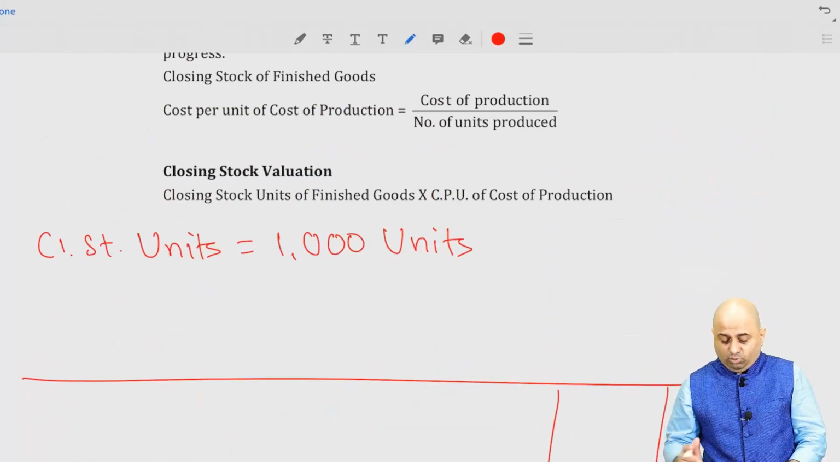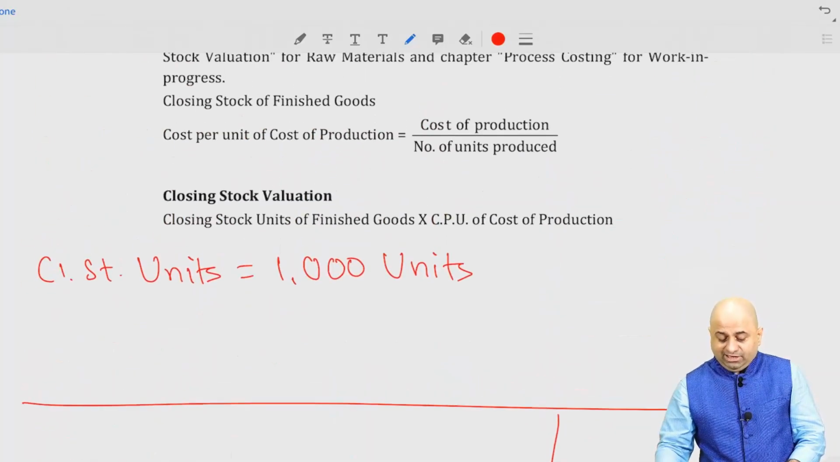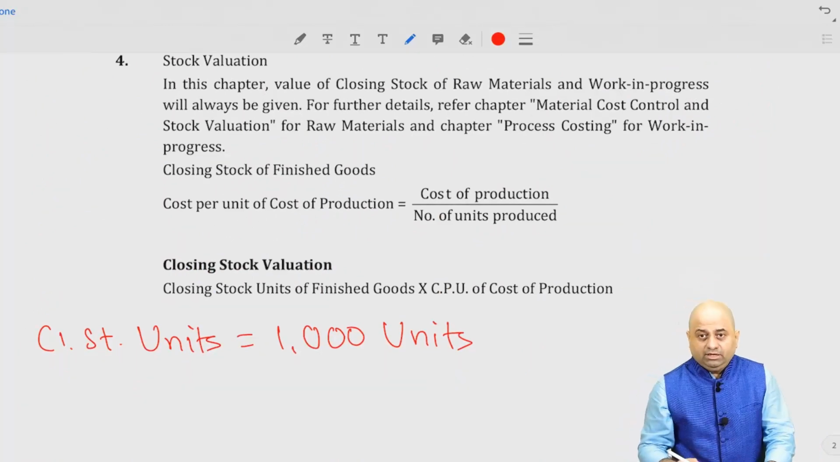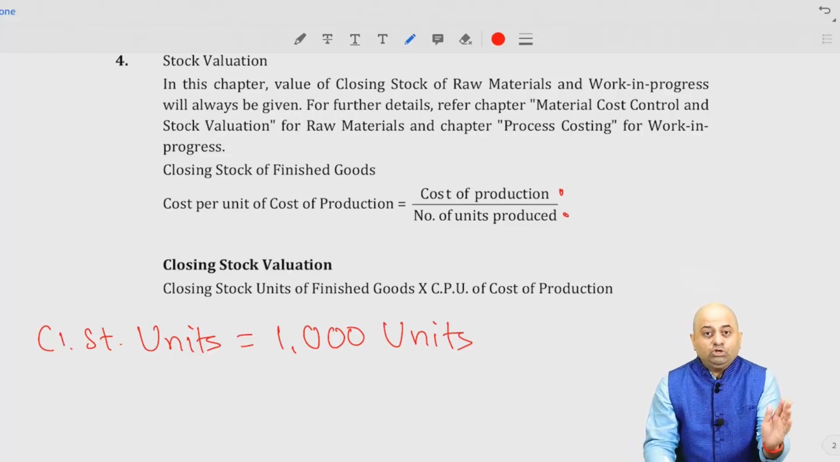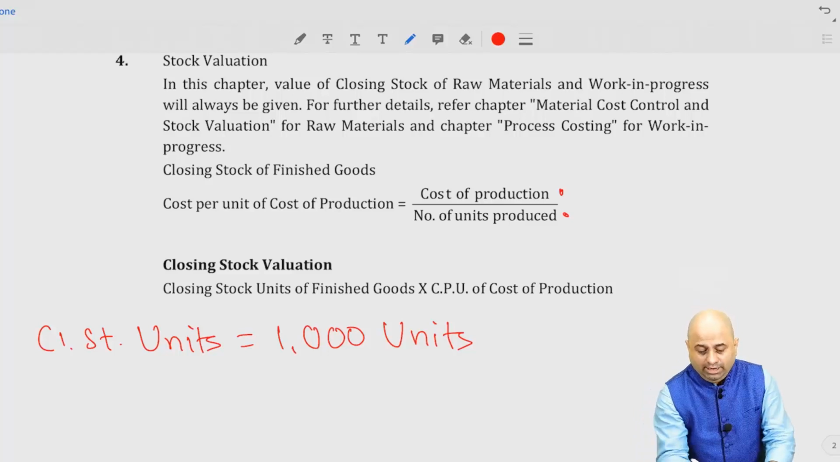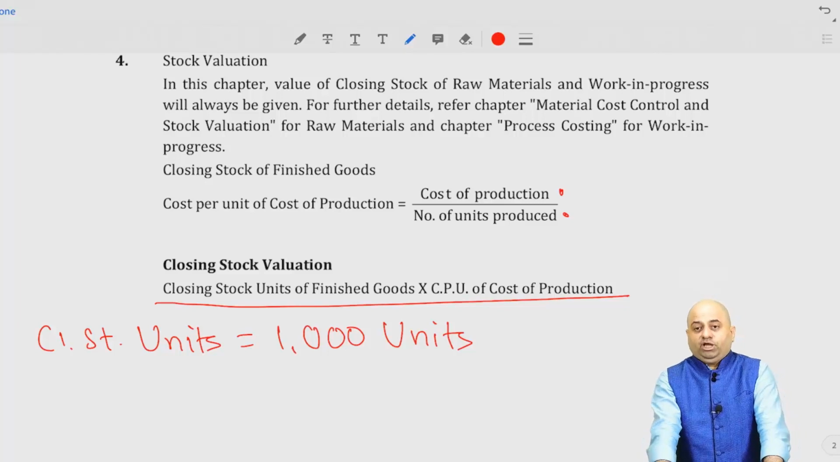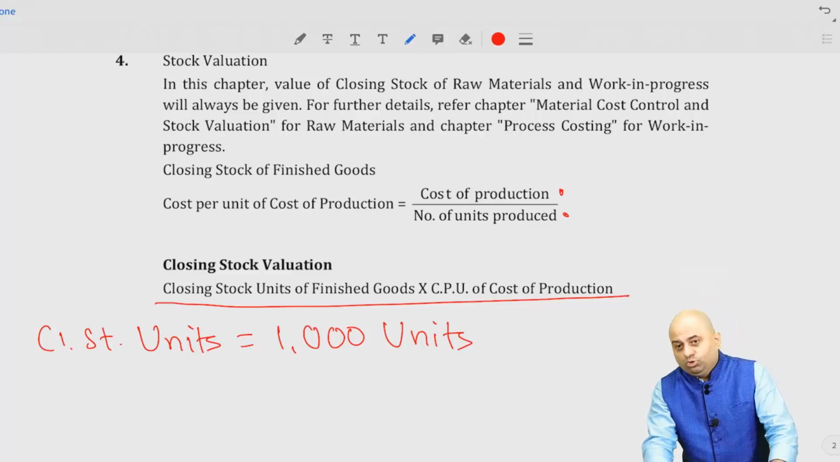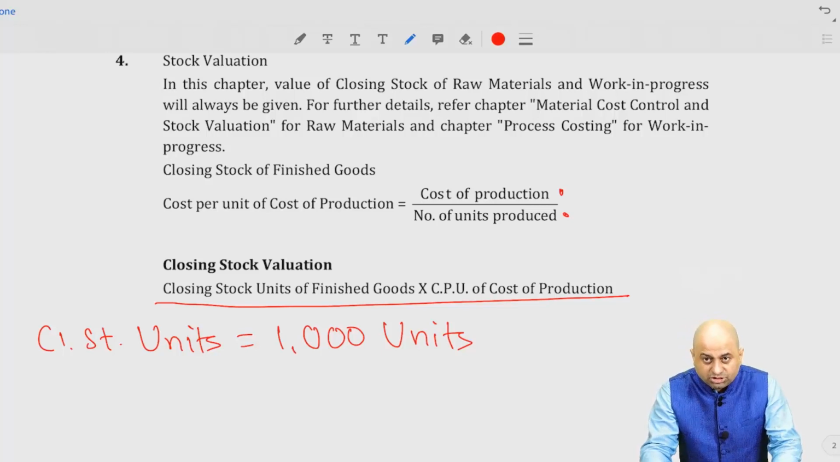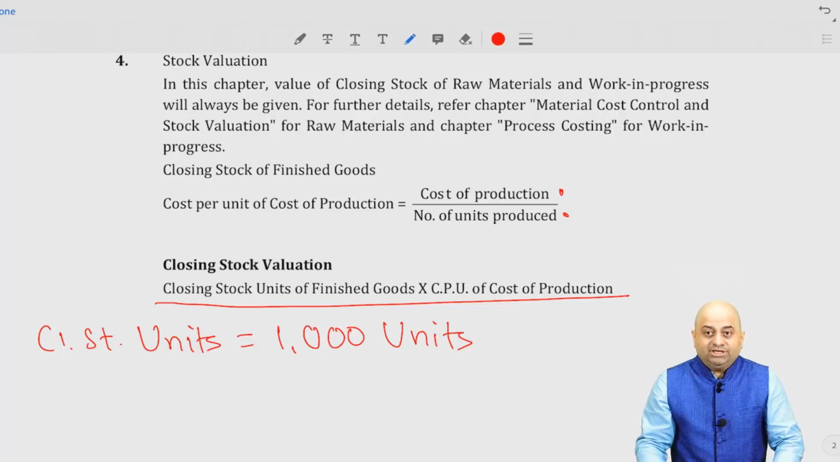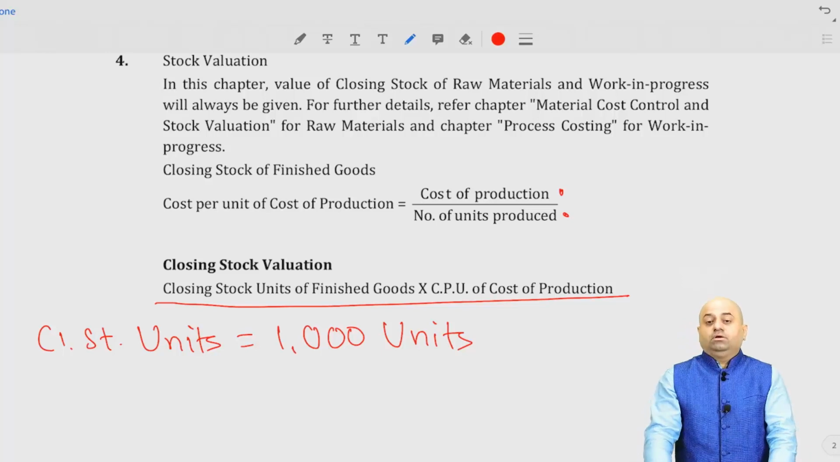So how did I calculate? I calculated it in the way shown in front of your screen. I first found out the cost of production and divided by the number of units produced. So I got the CPU, cost per unit of cost of production, and then the closing stock of finished goods units were taken and multiplied by the CPU of cost of production. That is how we value closing stock of finished goods in the cost sheet chapter generally.